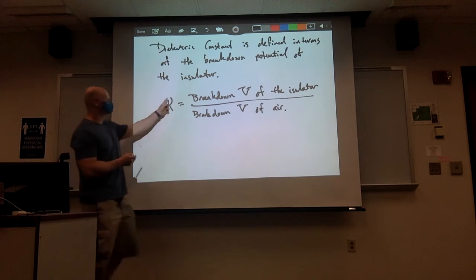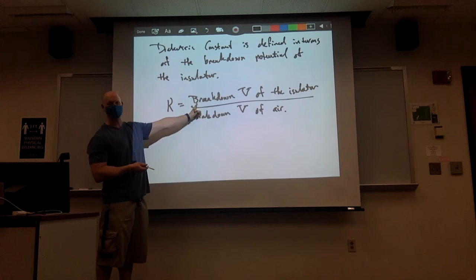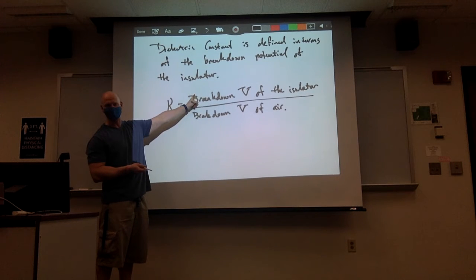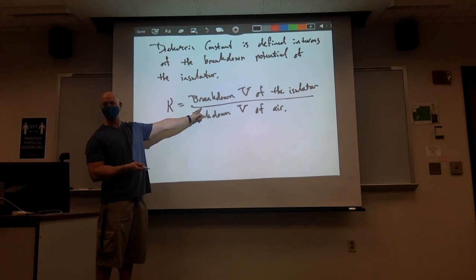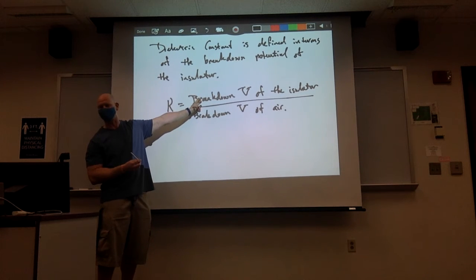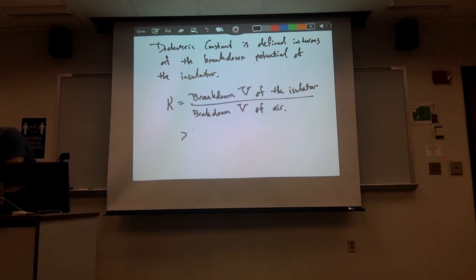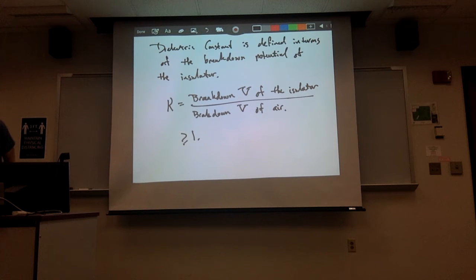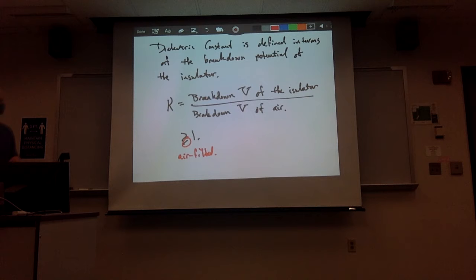Now, what happens is that this thing is only equal to 1 when I have air, because then the breakdown potential there divided by the breakdown potential there is simply equal to 1. Anything else has a higher breakdown potential than that of air, at least any dielectric, i.e. any insulator, which means this number will always be greater than 1, only equal to 1 when it's air-filled. So if I have an air-filled capacitor, all that means is I don't have a dielectric inside of there, so this is going to be equal to 1. If I have anything else in there, this number has to be bigger than 1. This is what's called a dielectric.